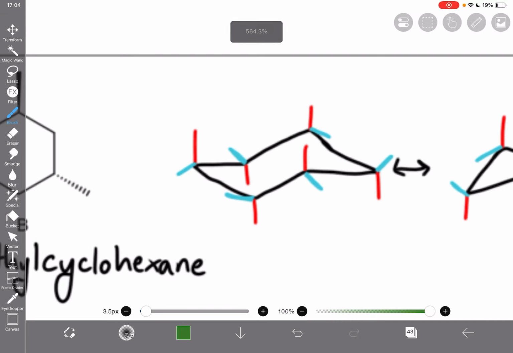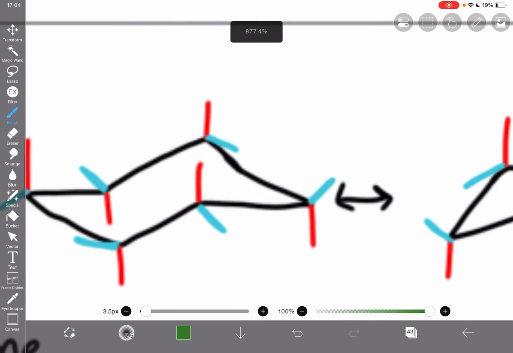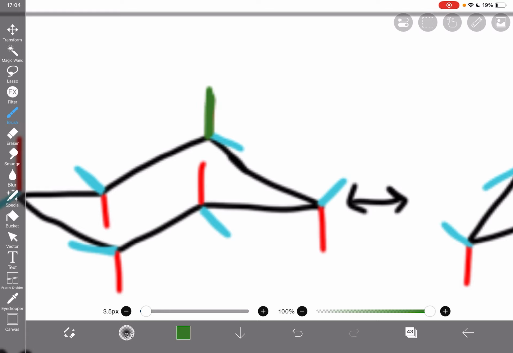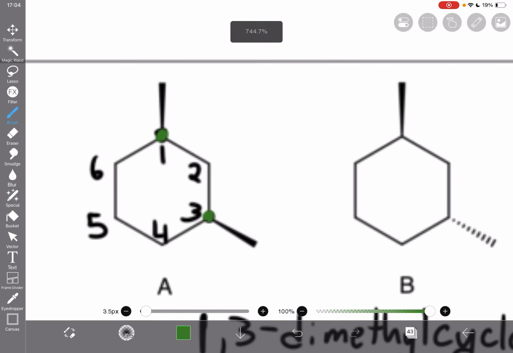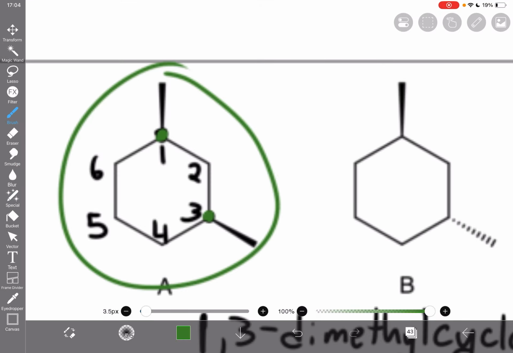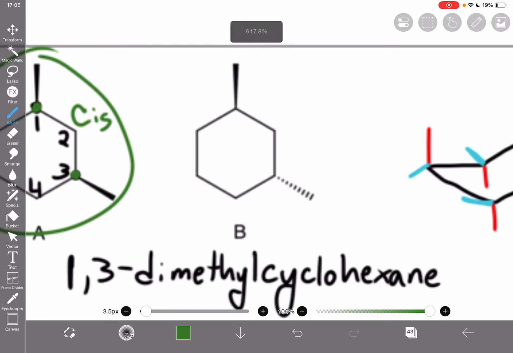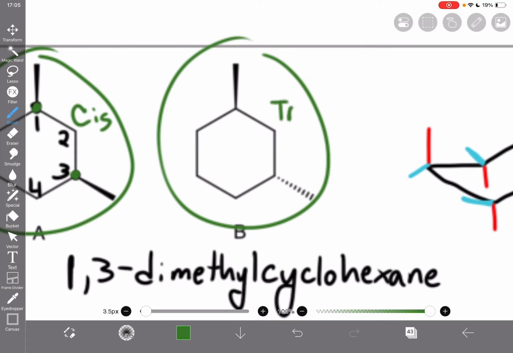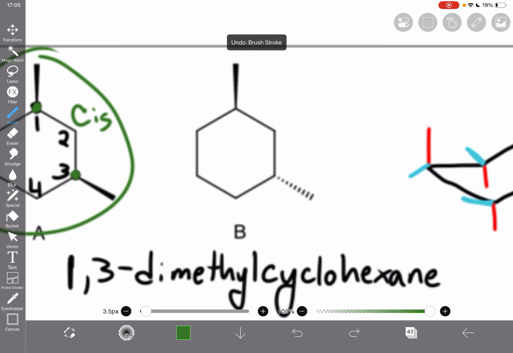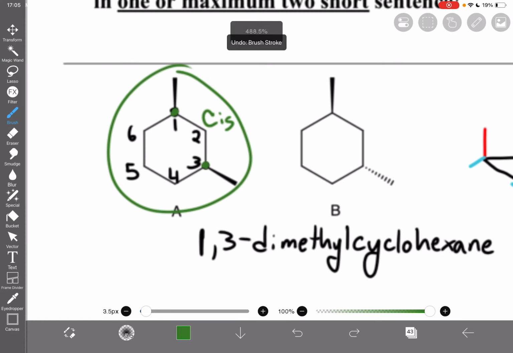1 and 3 methyl groups. So let's say I choose this axial position right here. Great position. That one's going to be up, and this one's going to be up. And we know that because this is cis. It's going the same way. Whereas over here, our molecule B is trans, because they're going to be facing different ways. You can tell that because one's up, one's down. Well, we'll get to that later. But let's focus on A.